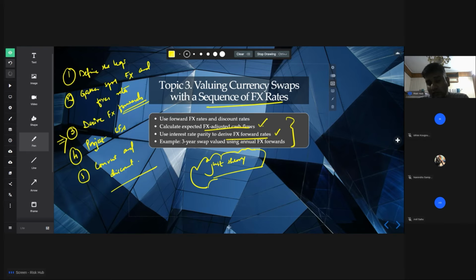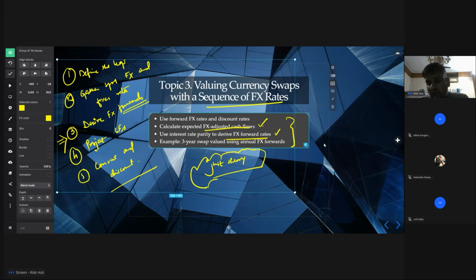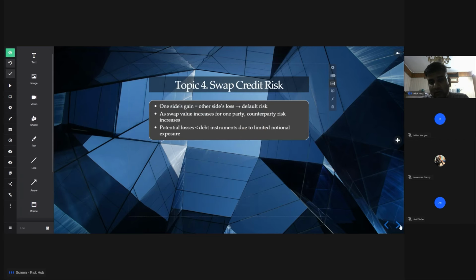You can calculate the FX forward using your spot rates. And once you gather your spot FX and fixed rate, you can derive your FX forward, and that can help you to project your cash flows. And then you can discount those cash flows, convert and discount it. So only theory, guys, only theory. No numerical will come from here. It is just an additional value they want to talk about.